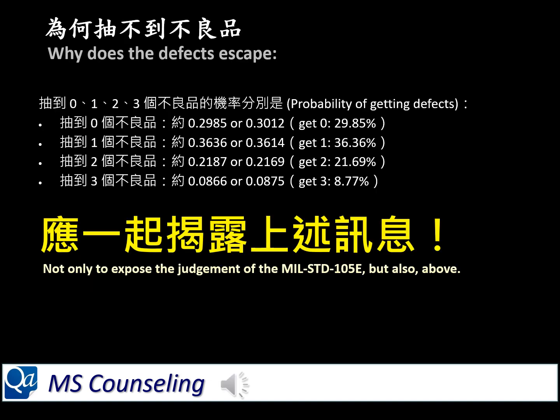Next, let's take a look at the probability of getting 0, 1, 2, and 3 defective products respectively. If 0 defective, it's about 29.85%, 1 defective product is about 36.36%, 2 defective items will be about 1.69%, and 3 defective items is about 8.77%. From these probabilities, when we explain that, because it is a random inspection, defects may not be detected, it's better to also explain the probabilities of finding defective products.